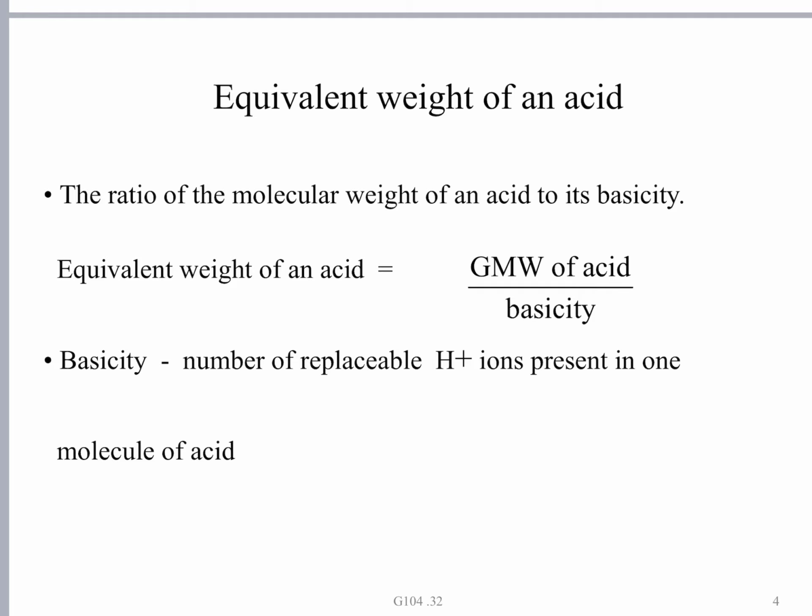If you take phosphoric acid, its formula is H3PO4. If you dissolve it in water, it ionizes into 3H plus and PO4 3 minus, the phosphate ion: 3 hydrogen ions, protons, and 1 phosphate ion. So, the basicity of phosphoric acid becomes 3. There are 3 replaceable hydrogen ions.